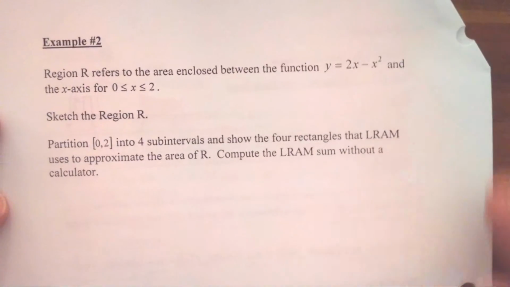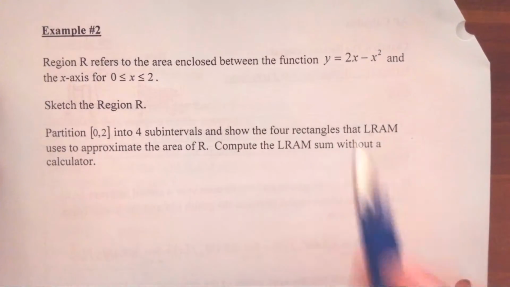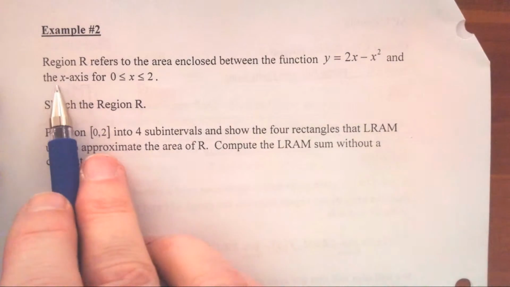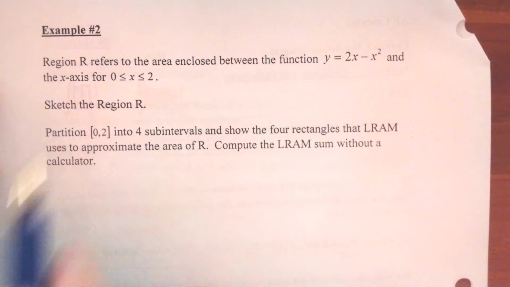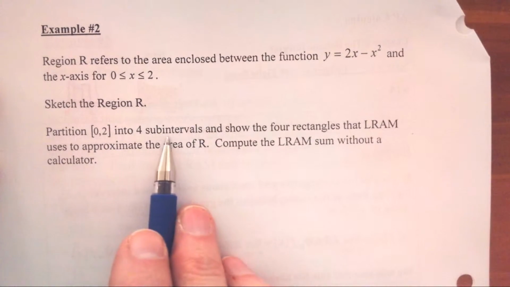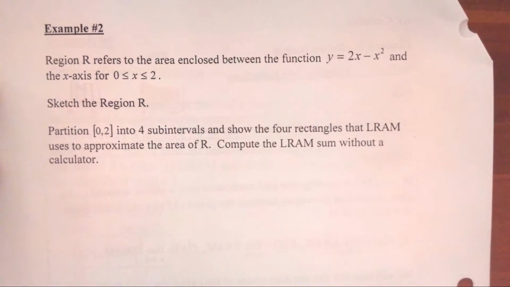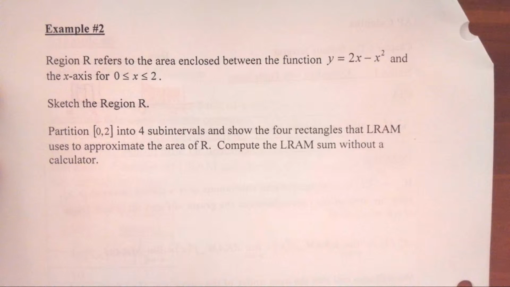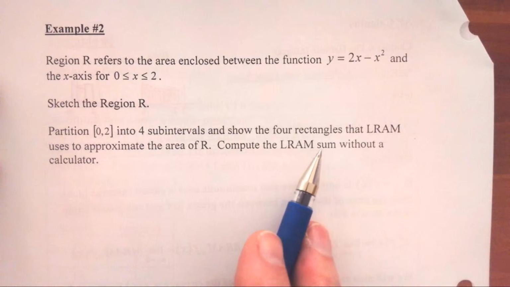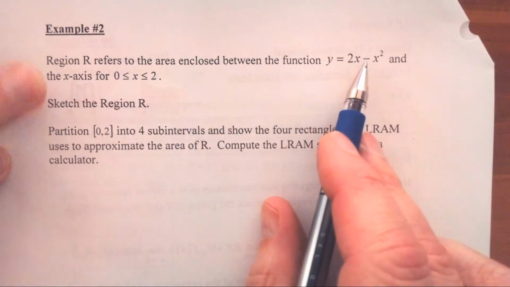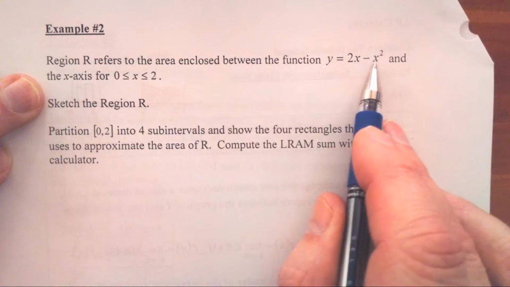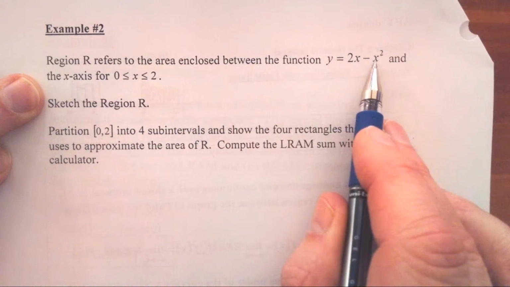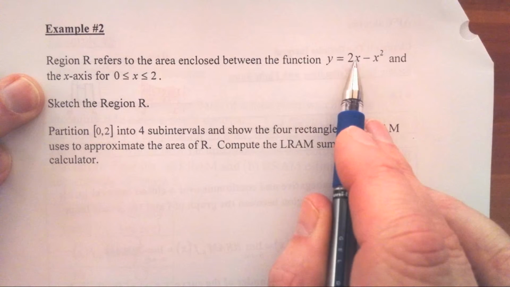Okay, example 2. Region R refers to the area enclosed by this guy and the x-axis, 0 is less than or equal to x is less than or equal to 2. Sketch the region. Partition it into 4 subintervals. And we're going to use LRAM, and we're going to compute LRAM without using our calculator. So from 0 to 2, when I put in 0, I get 0. When I put in 2, I get 4 minus 4, 0. When I put in 1, I get 2 minus 1, 1.